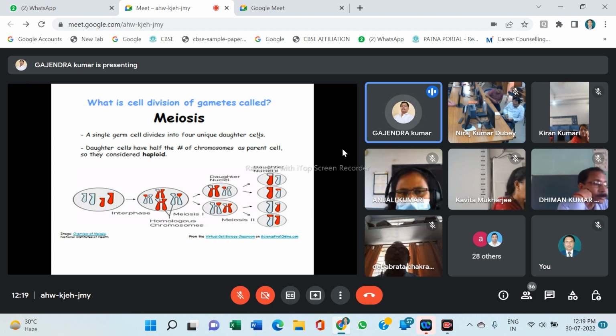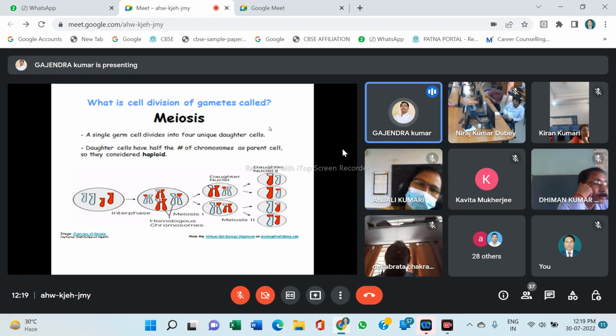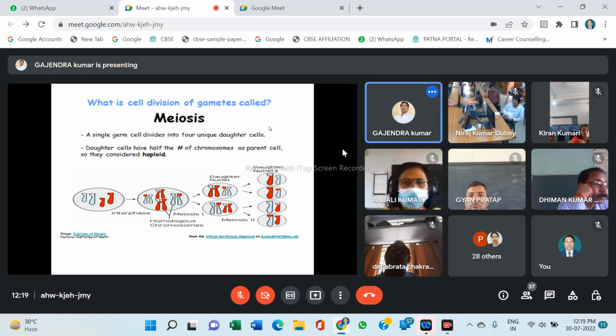In germ cells or reproductive cells, there is meiotic cell division. Meiosis is a type of cell division which occurs in the germ cell or reproductive cells. It's unique type of cell division. Here, the chromosome numbers get reduced to half.